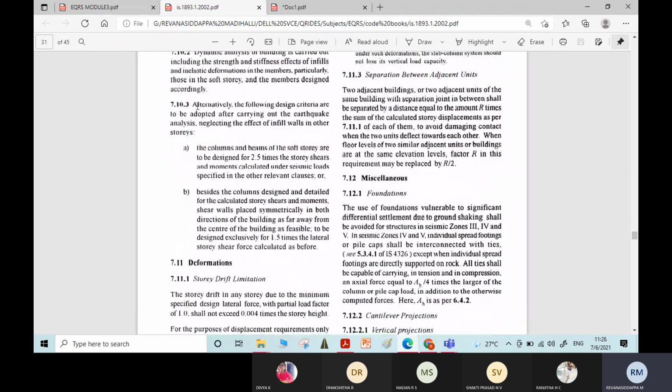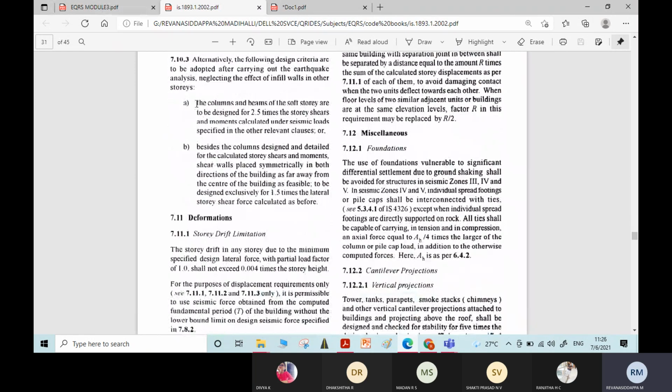The following design criteria are to be adopted after carrying out the earthquake analysis, neglecting the effect of infill in other stories. See what the guideline is. You just go through it. The columns and beams of the soft story are to be designed for 2.5 times the story shears and moments calculated under seismic loads.